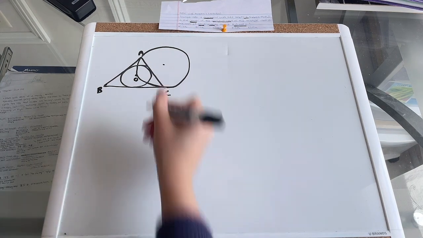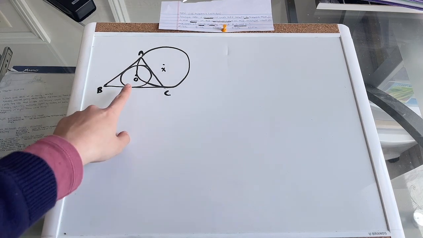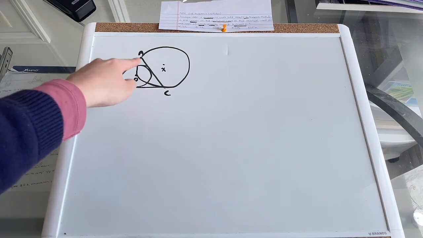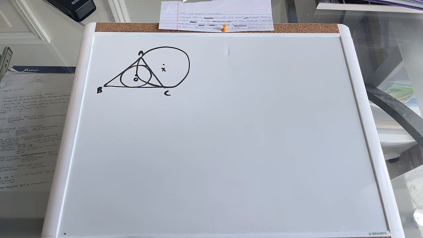So let's name this center X. The key point is that this is an equilateral triangle, so we know that each of these angles is equal to 60 degrees. And if we're trying to find the area of this circle, then we have to know the radius. To find the radius, we can use the cosine rule.